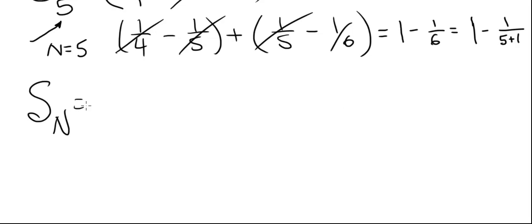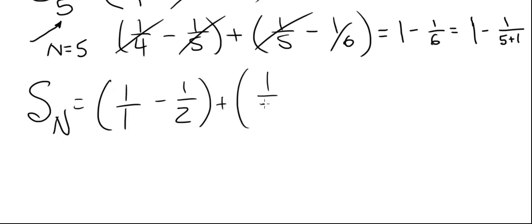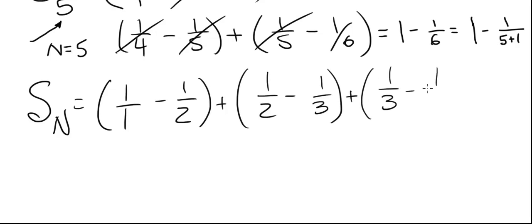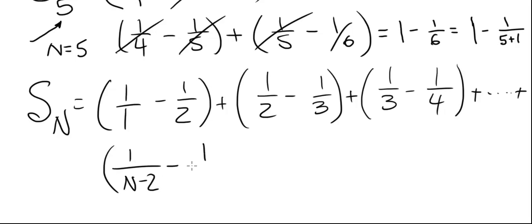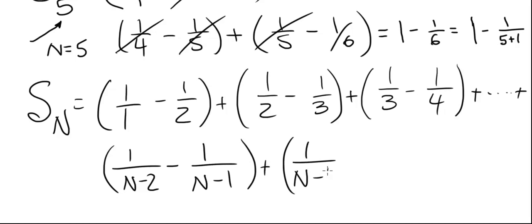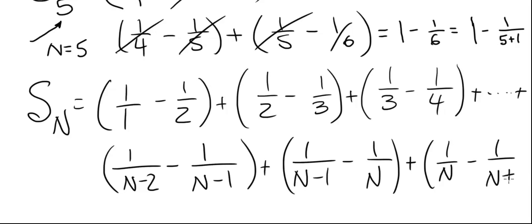Sn would then be 1 over 1 minus 1 over 2 plus 1 over 2 minus 1 over 3 plus 1 over 3 minus 1/4, and so on. And then when we have, let's say, n minus 2, this is 1 over n minus 2 minus 1 over n minus 1 plus 1 divided by n minus 1 minus 1 over n, and then the last term would be 1 over n minus 1 over n plus 1. So you see, same pattern.